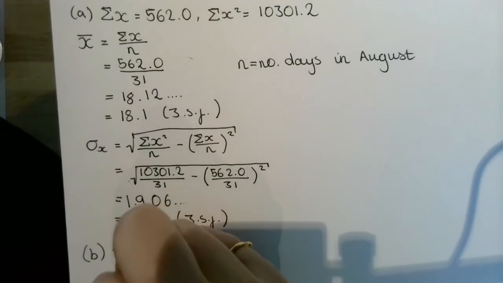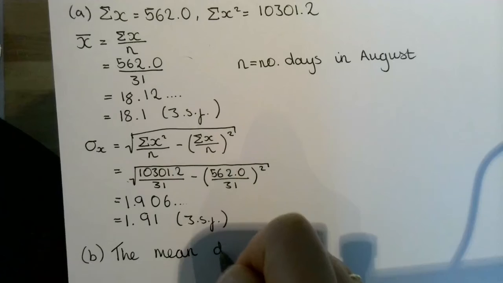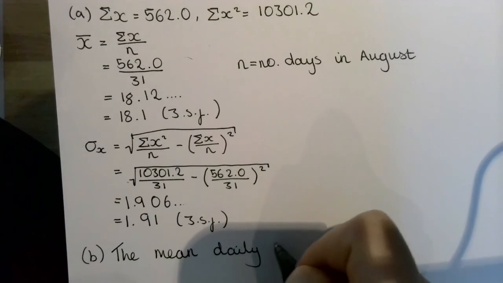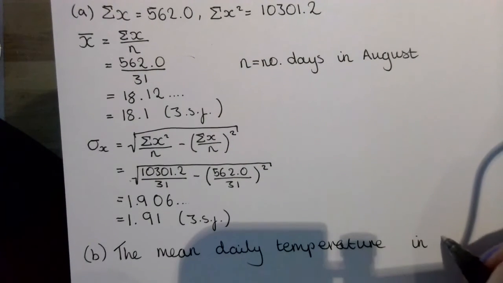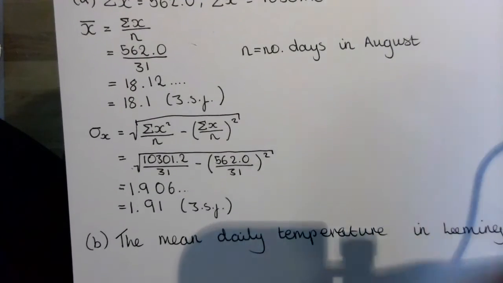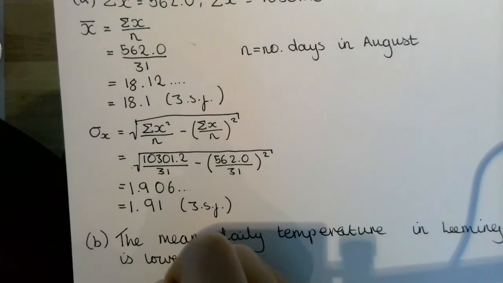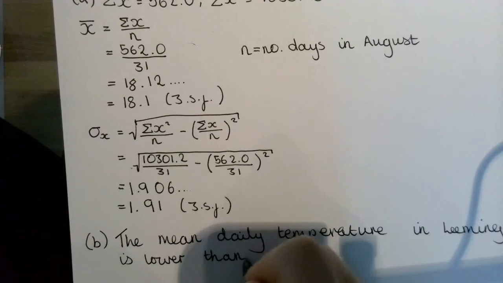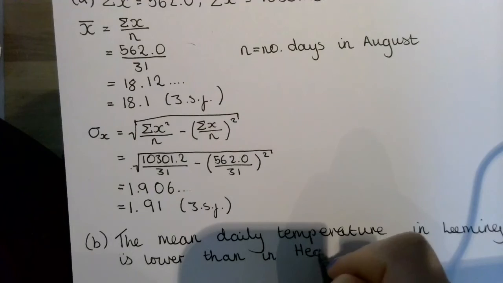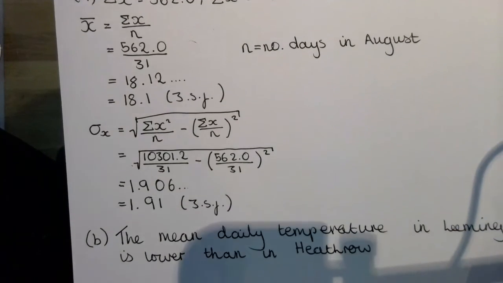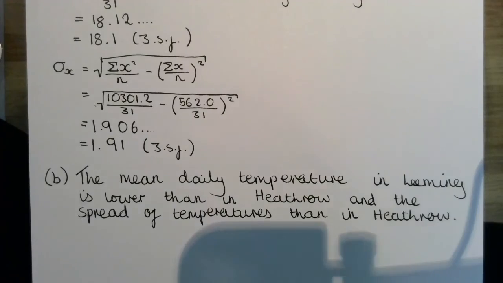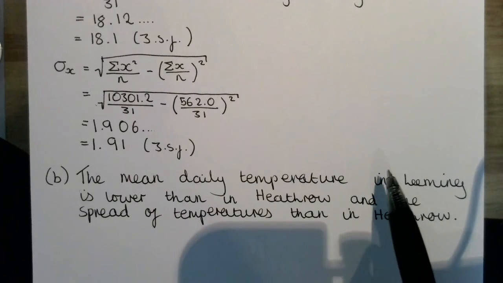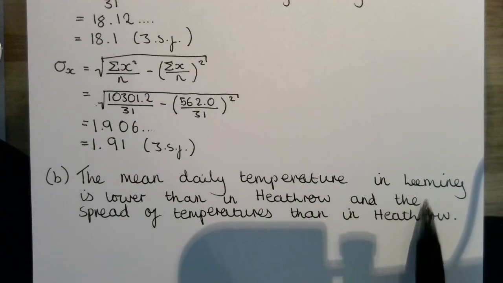So the mean daily temperature in Leeming is lower than in Heathrow, and the spread of temperatures, so this would get you both marks because you've compared the mean temperatures for each location and then you've used the standard deviation to compare the spread of temperatures in each location.